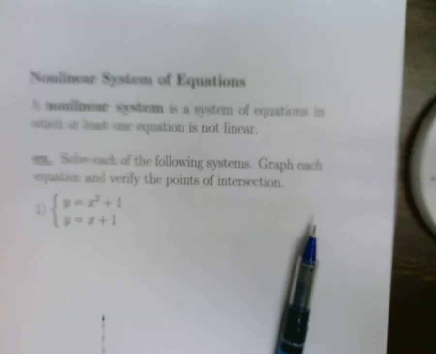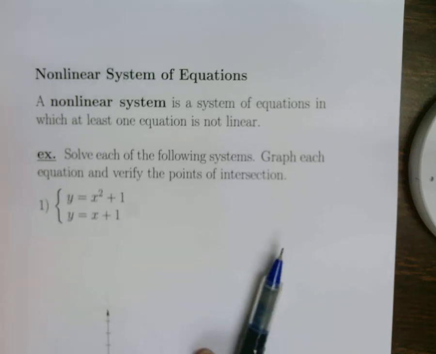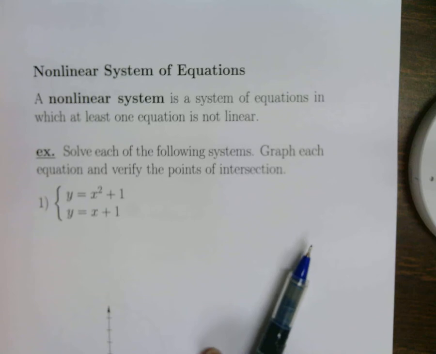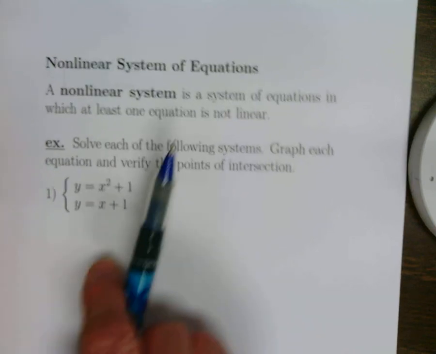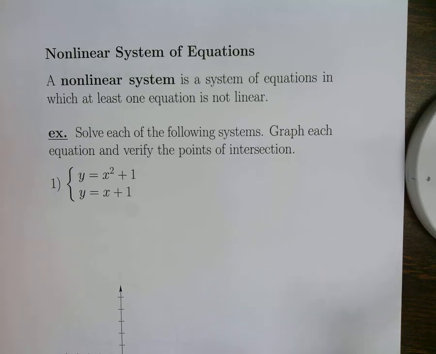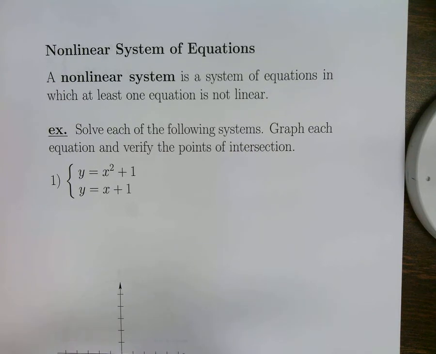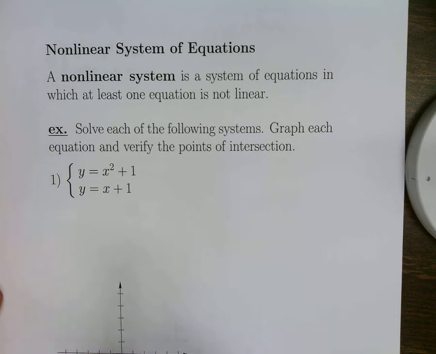Now these same techniques work for a system that is not linear. Okay? And that simply means one or both of the equations have a variable that's raised to more than the first power. But we still use the same techniques. Graphing we use to check. It's not usually our first choice, as we've seen before. It's easier to do it algebraically.